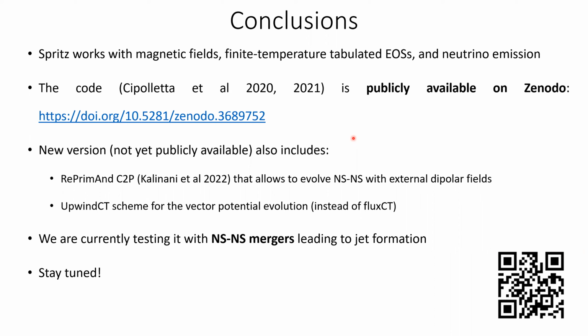There is a new version of Spritz, which is not yet publicly available, that includes the new upwind scheme to allow the vector potential instead of the flux approach, and includes also the use of the Riemann conservative primitive scheme that allows us to evolve neutron star binaries with external dipole field without encountering any failure in the conservative to primitive. And as just shown, we have some simulations in which we finally see the formation of jets.